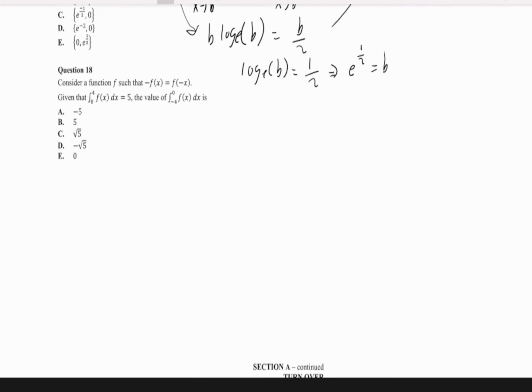Question 18. The function is odd because it tells you that, and the terminals can be reflected in the x-axis. So you would essentially have the integral from 0 to negative 4 of f of x dx equal negative the integral from negative 4 to 0 of f of x dx, which is negative 5, because this is given to us as 5. So that's A.